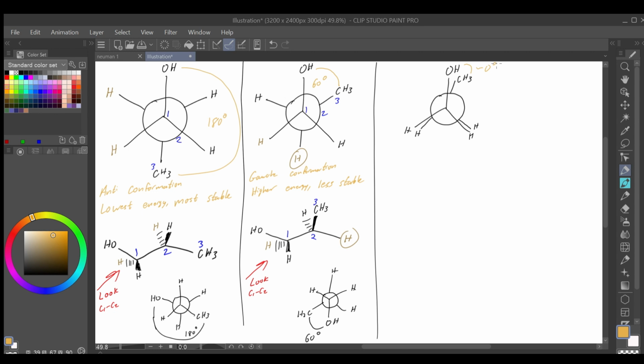Now, this conformation, we call it the eclipse conformation. Just like when the moon blocks the sun, we call that the eclipse. And now here we have the OH blocking the methyl group, so this is the eclipse conformation. This is the highest energy, least stable conformation of the Newman projection, where the two large groups are right next to each other.